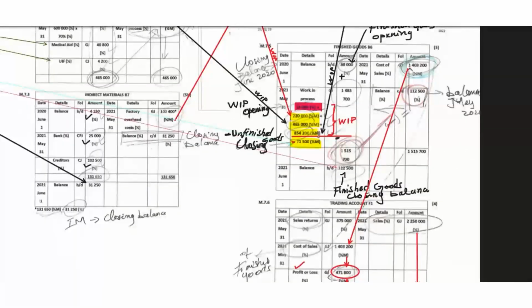Now we do have a balance for the finished good, a closing balance, which is 112,000. Okay, it's there. That's the closing balance. So when we are calculating the finished good, the amount that we need to take into account is 1,515,700, right? That's what we need to take into account. The closing balance is not taken into account.